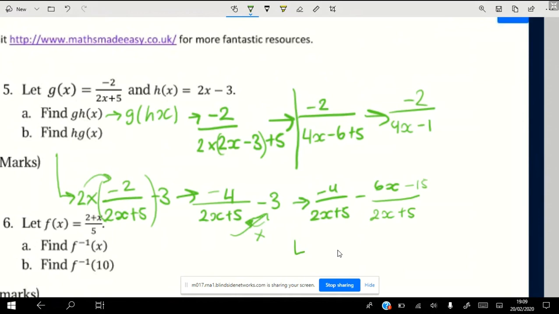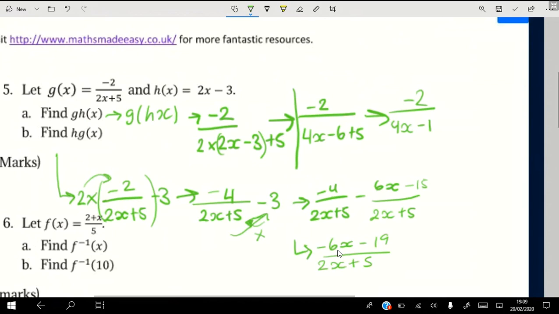Okay. And then that gives me minus 6x minus 19. Yes. So it's... Is that the final answer? Do I simplify it further? No, you can't simplify it further. That's the final answer. Okay.